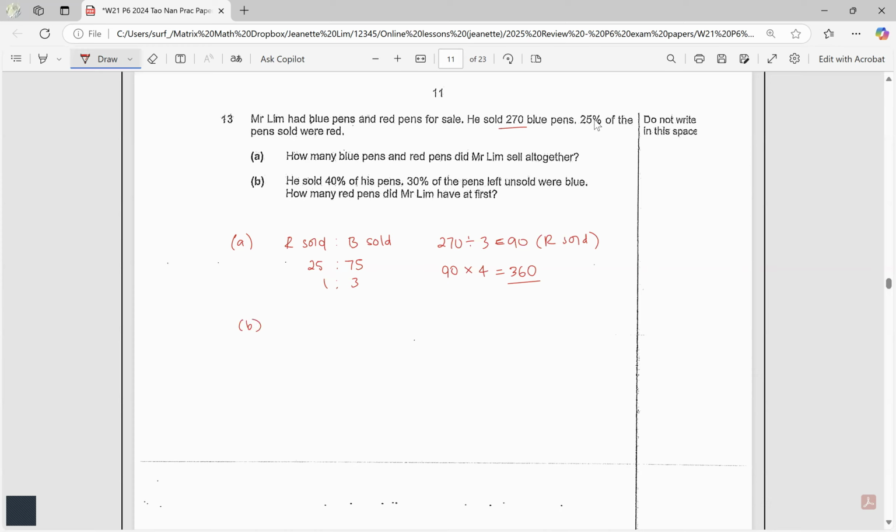Okay, for part B, take note that there are 2 percentages given. First one, he sold 40% of his pens. And then the next percentage, 30% of the pens left unsold were blue. How many red pens did Mr. Lim have at first? Okay, so I will form 2 different ratios and find common base to link them.